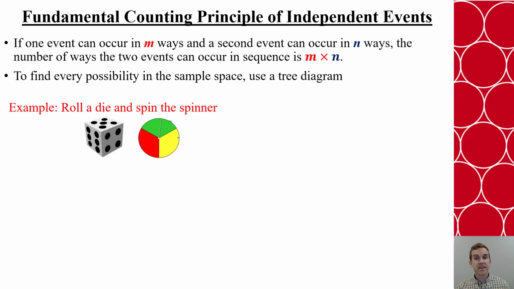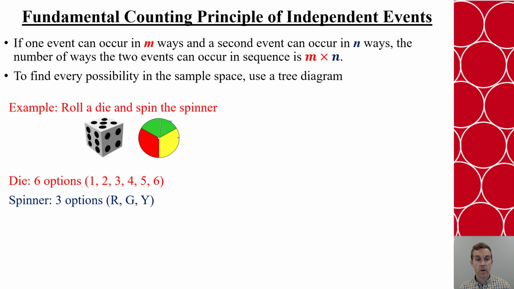So with the die and the spinner, if I think about the die first, there's 6 options, 1 through 6. With this specific spinner, there's 3 colors, red, green, and yellow. That means that there are 6 options times 3 options, which is 18 total outcomes for this event. Now you may be asking yourself, what would that look like? And this is where creating the sample space can be helpful.